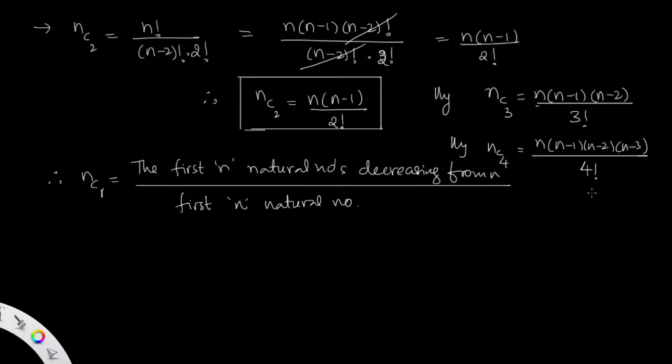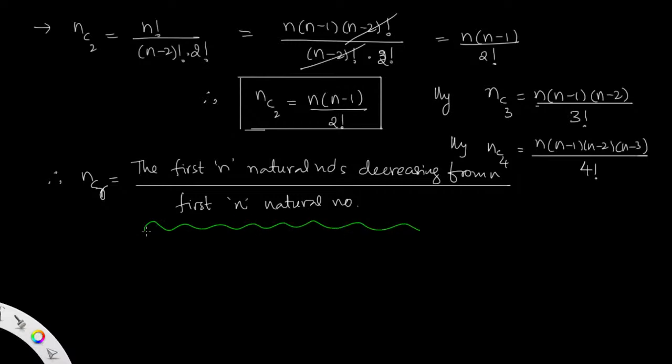Next, the third one is nC4. Similarly, nC4 is nothing but n into n minus 1 into n minus 2 into n minus 3 by 4 factorial. Like this way, nCr, denoted by, this is r. nCr is nothing but the product of the first r natural numbers decreasing from n, divided by the product of the first r natural numbers. So that is the formula for nCr. Okay, this is the formula for nCr.